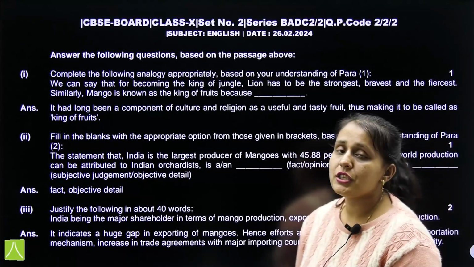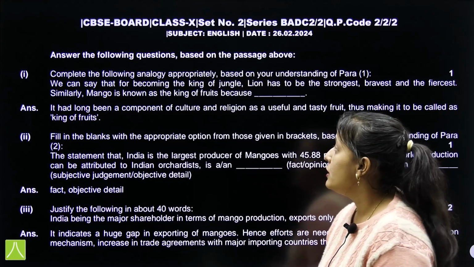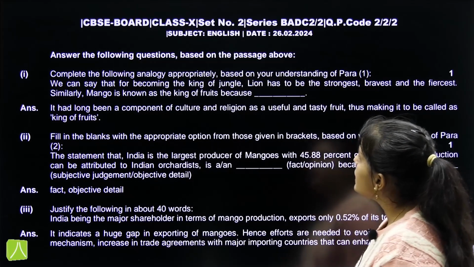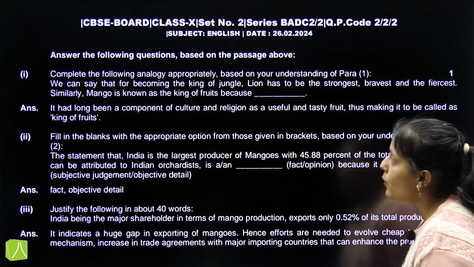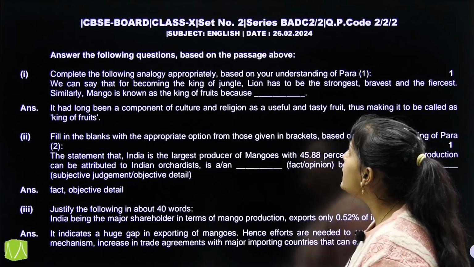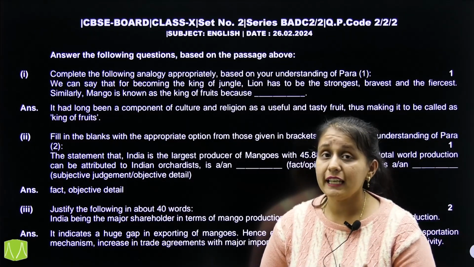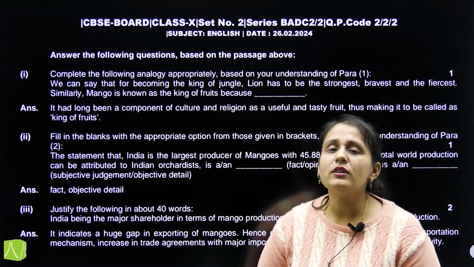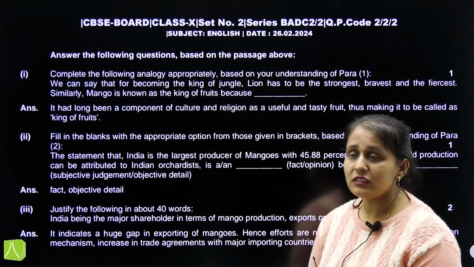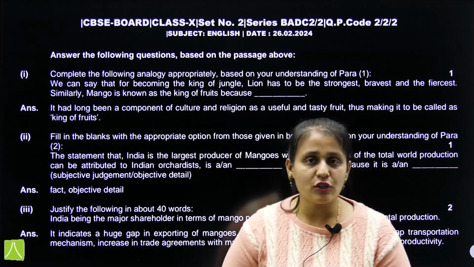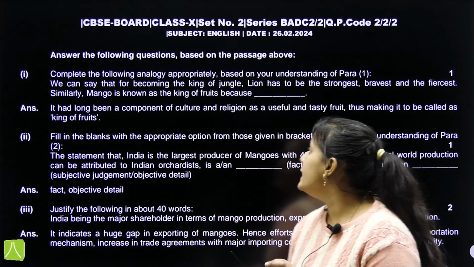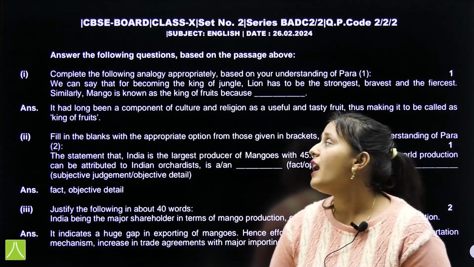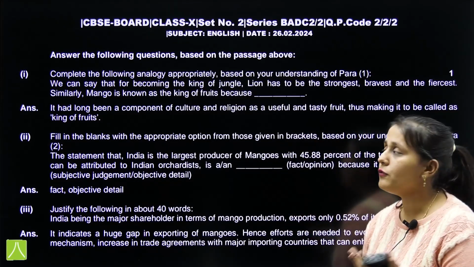And now let's discuss the question answers related to this particular passage. Answer the following questions based on the passage above. Complete the following analogy appropriately based on your understanding of para 1. We can say that for becoming the king of the jungle, lion has to be the strongest, bravest and fairest. Similarly, mango is known as the king of the fruits because it has long been a component of our culture, and religion, and it is a very tasty fruit. We all love mango, and so that's why it is known as the king of the fruits.